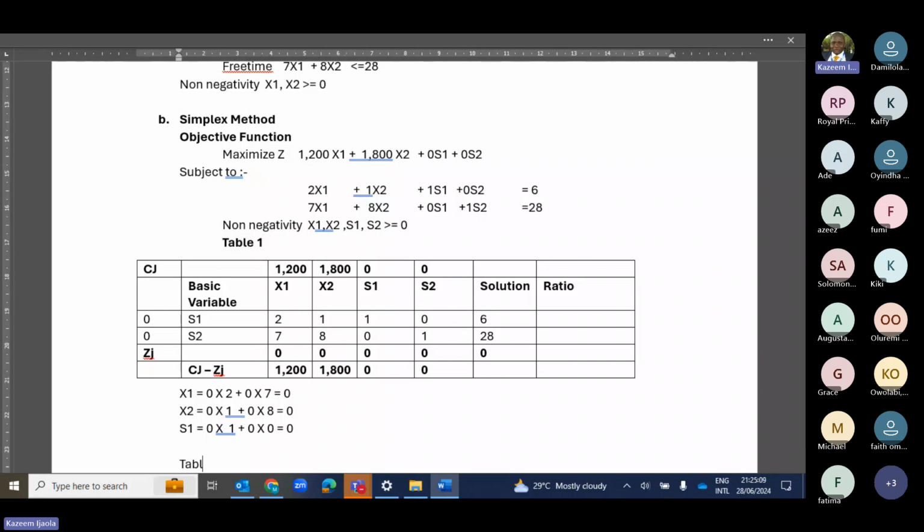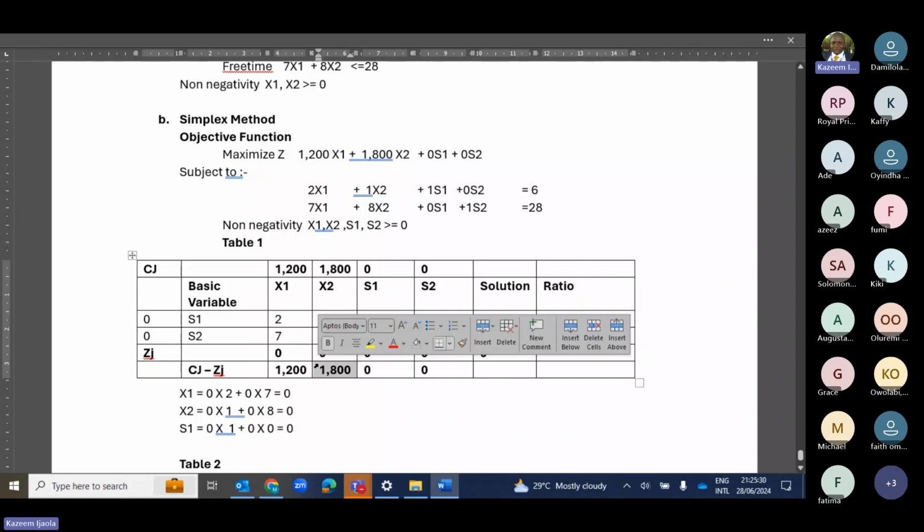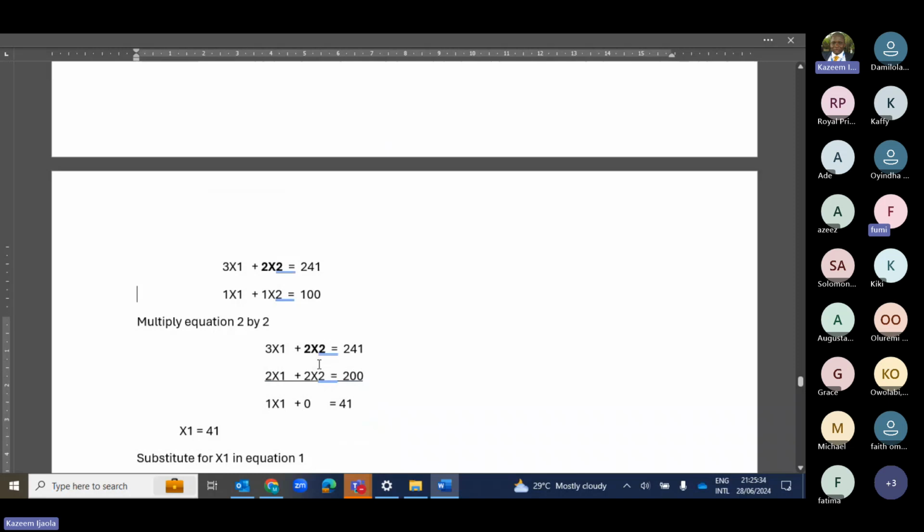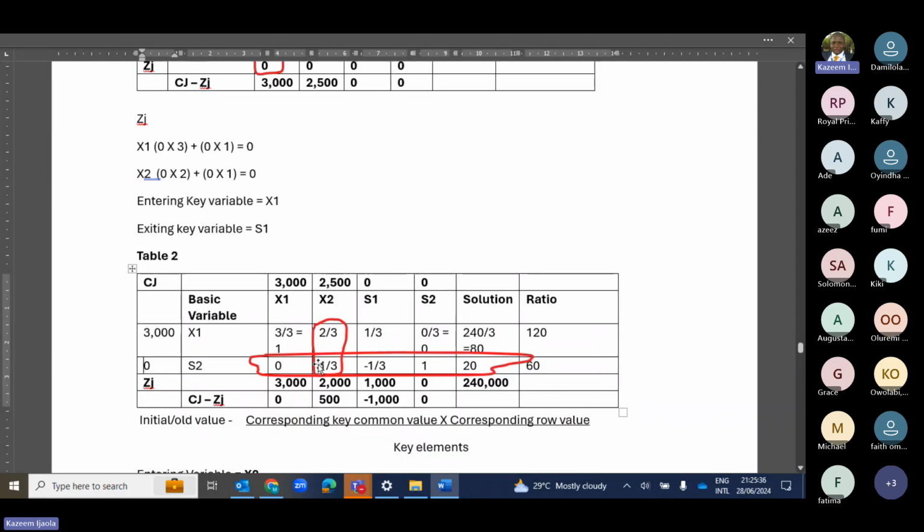But before you move on to Table 2, you need to do some little exercise. What is that exercise? First of all, on this column, you need to identify what is the highest in your column. If you check, out of 18 and 12, you agree with me that 18 is the highest, right? Let me copy where I did some selection. 18 is the highest.